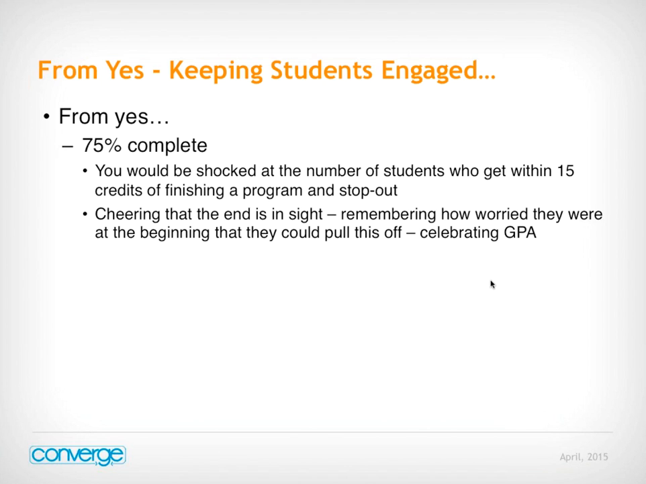Okay, 75% of the way finished. So again, to your program, we're a year and a half into it. You would be completely stunned at the number of students who leave their academic programs with just a few courses to go. 1 and 2 classes, I've seen it that narrow. 5 classes is actually surprisingly routine of students who get to the halfway mark but then stop out after that.